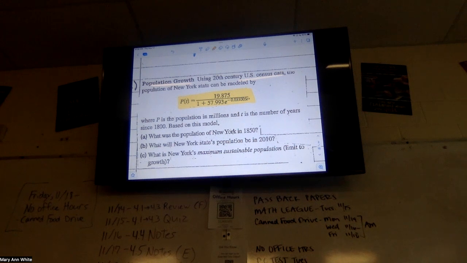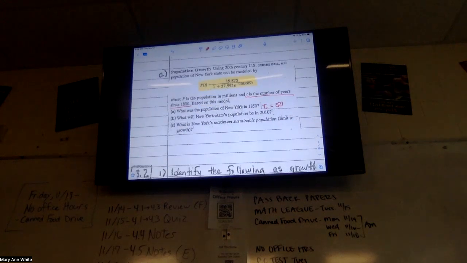Okay, so it says using 20th century US Census data, the population of New York State can be modeled by this, where P is the population in millions and T is the number of years since 1800. Based on this model, we want to answer these questions. Okay, what was the population of New York in 1850? One important thing I read from the beginning was T is the number of years since 1800. If I want to know what was the population in 1850, what should I plug in? T equals 50. I don't want to actually plug in 1850 because the model starts at 1800, which means 1800 is 0, 1801 is 1, blah, blah, blah, 1850 is 50.